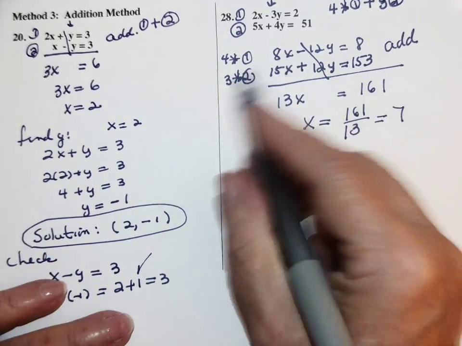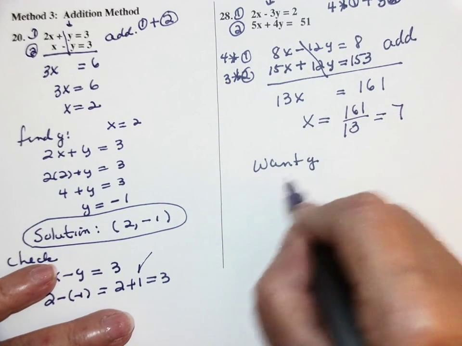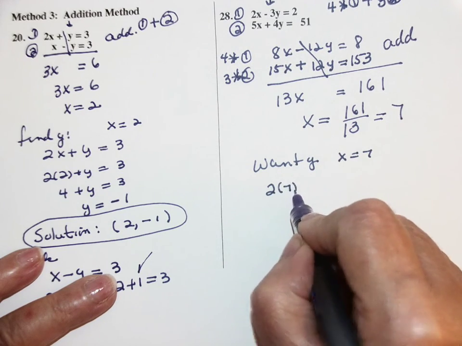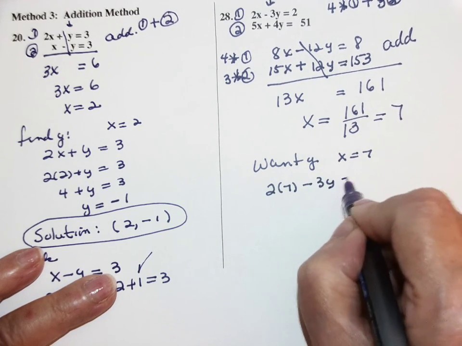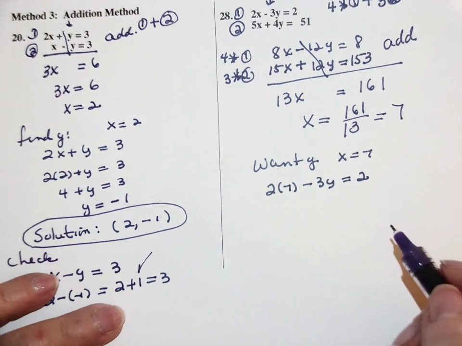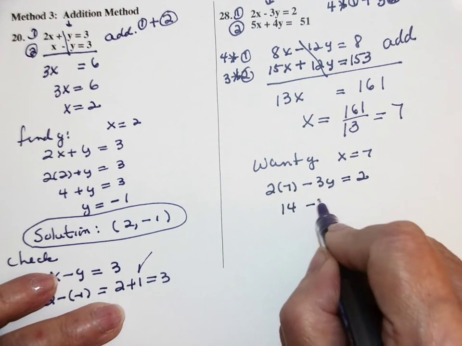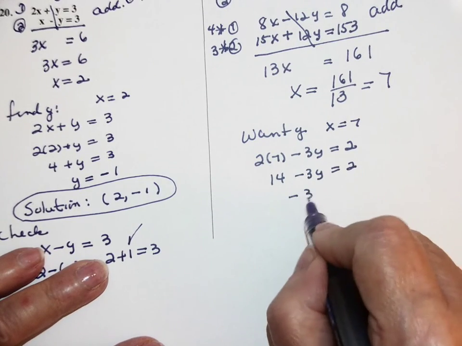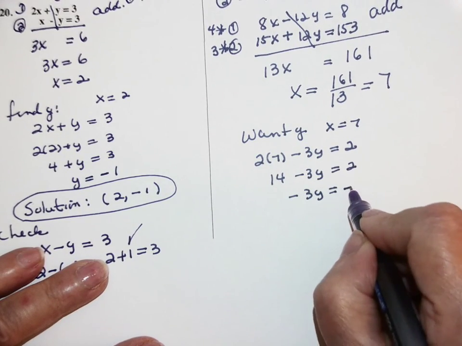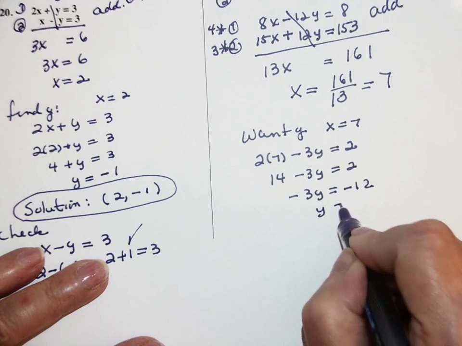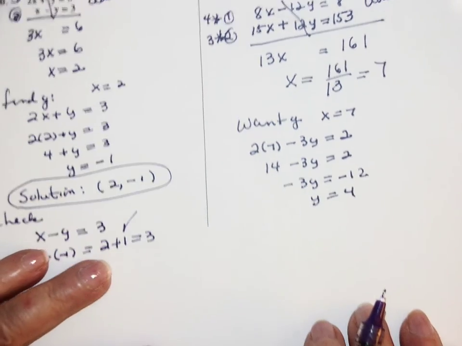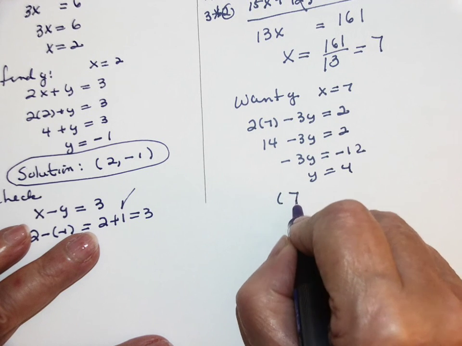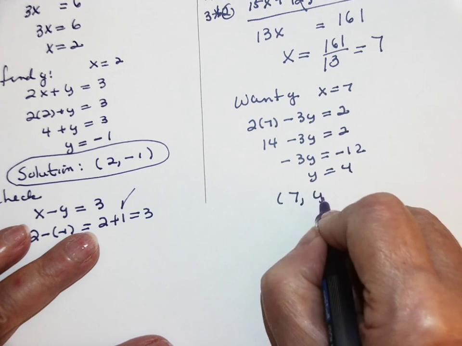Just pick one of the two. I'll just do the first one. So x equals 7. That says that 2 times 7 minus 3y equals 2. 14 minus 3y equals 2. Minus 3y equals minus 12, or y equals 4. So now I have a solution. It's x equals 7, y equals 4.